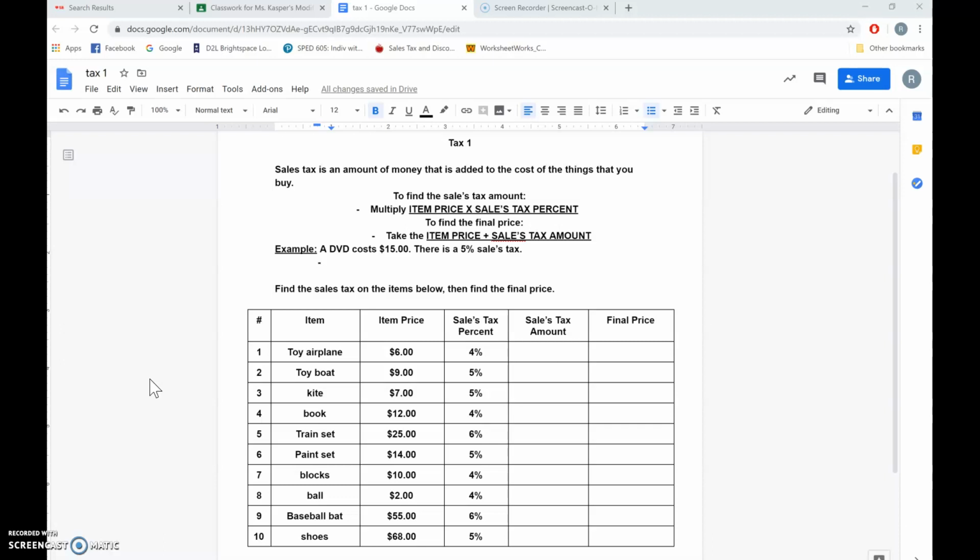If you have any questions, as always, ask, but I want to focus a little bit this week on determining tax and finding the final price when you add tax. So we'll give a little overview on how you do that.